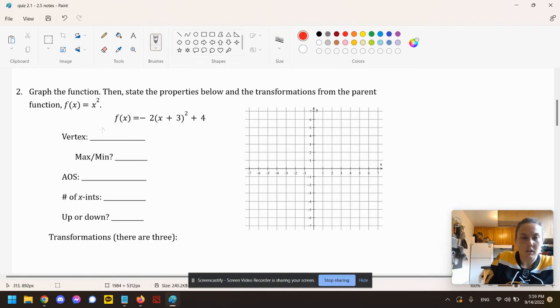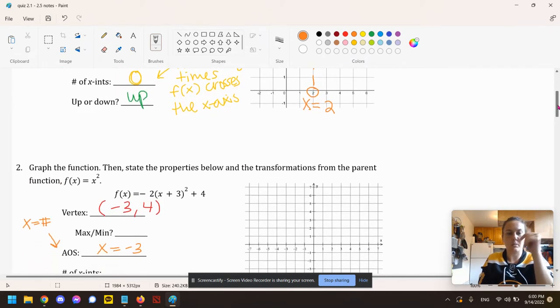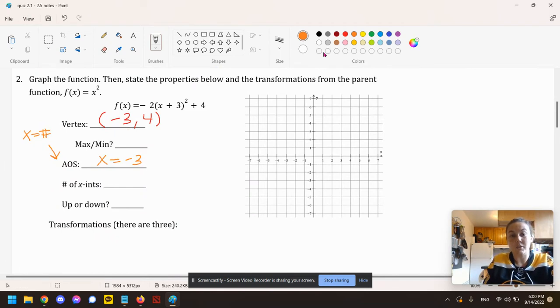So let's keep going. First, I do my vertex, always. And then I'm going to do my axis of symmetry next. My axis of symmetry is always x equals a number. I'll put that here too. Because it's a straight up and down line, it's a vertical line, and that's x equals a number. And it's always going to be the same x value as your vertex. Let's go ahead and graph this and then answer the rest of these questions. So I'm going to graph my vertex, (-3, 4).